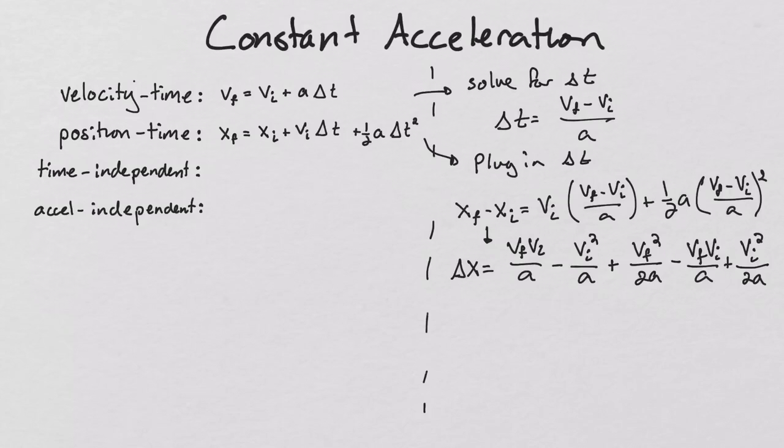We can see that we have two terms with a final velocity times initial velocity over the acceleration, one with positive, one with negative. These will cancel each other out. Furthermore, we see that we have a negative v initial squared over 2a and then a positive 1/2 v initial squared over 2a. I can combine these two to get a negative 1/2 v initial squared over 2a.